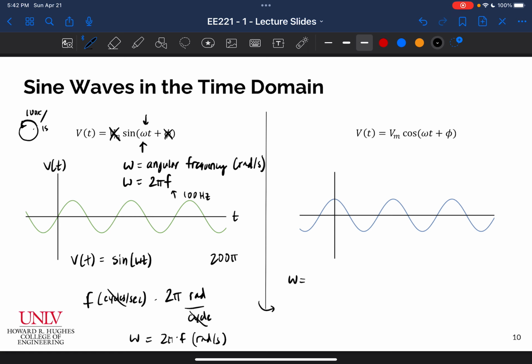Omega is equal to 2 pi f, and we know that f is equal to 1 over T, my big T, which is my period, right? How long one single cycle takes. So if I rewrite this, I can write omega t is equal to 2 pi times f, which is 1 over T, times t. Or I can say omega t is equal to t over big T times 2 pi.